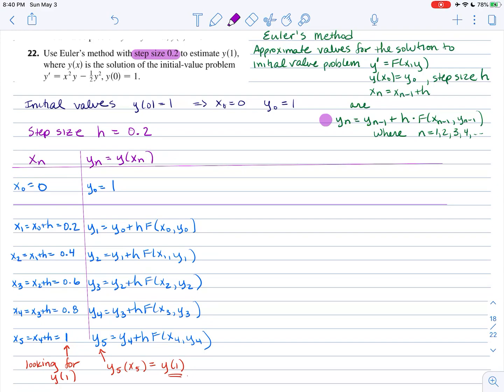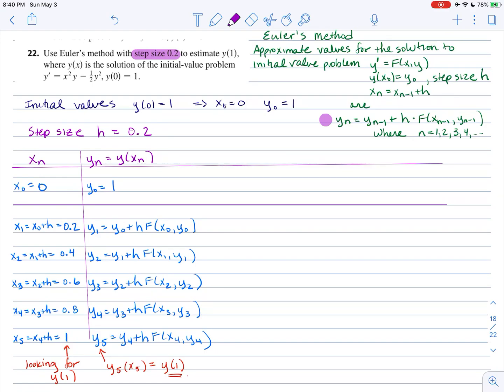So first you want to build a table, and if you have to do really small step sizes or many iterations of Euler's method to get to a particular output you want, you might want to consider using something like Excel to make automatic calculations, because you're going to find that it's a bit tedious. Some people do use bigger step sizes, but their estimate is not going to be as accurate.